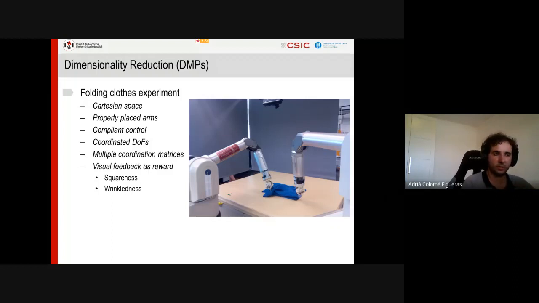We used the dynamic movement primitive approach with relative entropy policy search. And we also used this iteratively reducing the dimensionality of the problem, and also these several coordination matrices. As a reward function, we were checking with this camera on the top how squared the solution was and how wrinkled it was also.